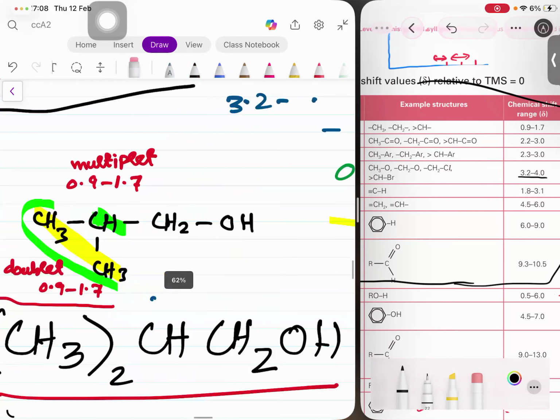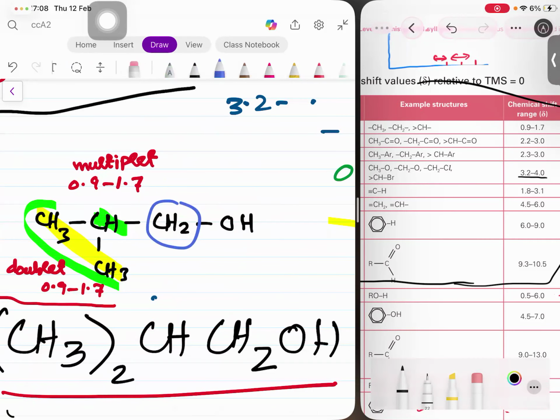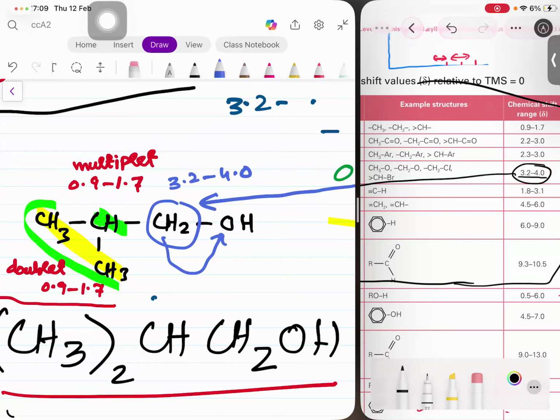Okay, again, this CH2 is going to be a different peak, and it will be in what range? Because this carbon is attached with oxygen. So here it is 3.2 to 4. You see? So 3.2 to 4. And what is the splitting pattern? Neighbor में एक है. Yes, so it's going to be a doublet.